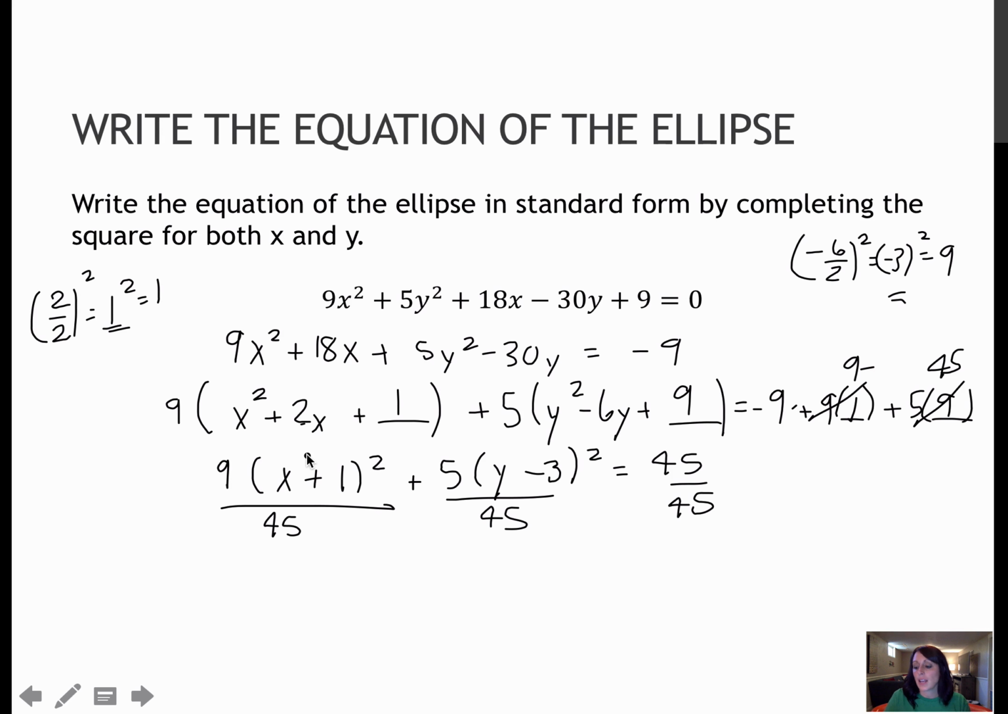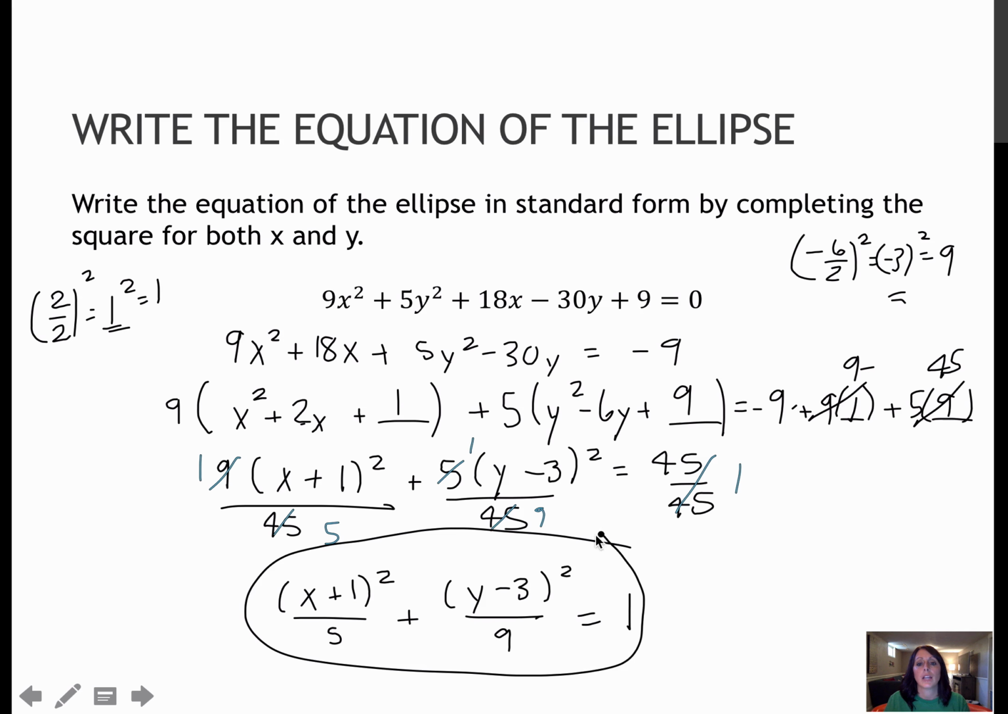So reducing 9 and 45, I get 1 and 5. Reducing 5 and 45, I get 1 and 9. And reducing 45 and 45, I get 1. So my equation of the ellipse in standard form is x plus 1 quantity squared over 5 plus y minus 3 quantity squared over 9 equals 1. That is my new standard form equation. So I have to complete the square, and then I have to divide by whatever the constant is.